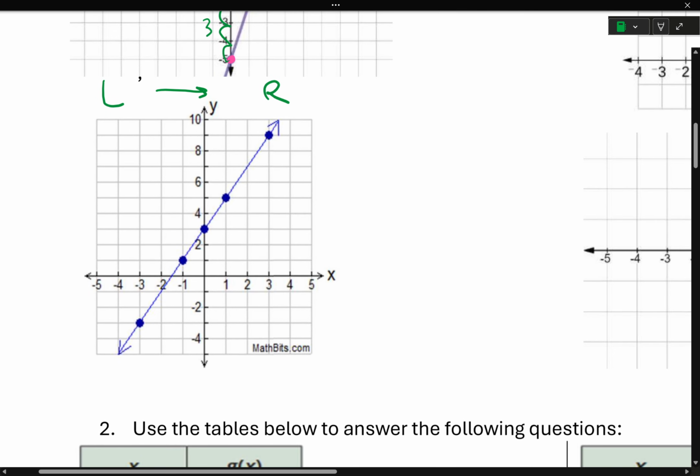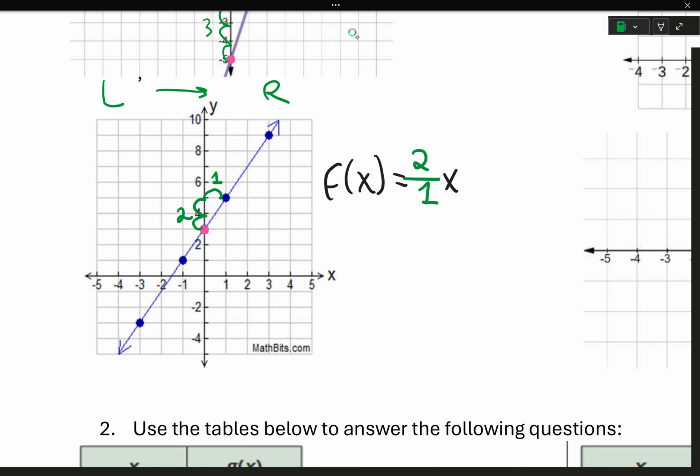All right, this one here, oh wow, it has 4 points, but you know what? It doesn't matter. All I need is 2. I'm going to use this y-intercept, and then I'm just going to go to the right. Looks like I'm going up 1, 2 spots, and to the right 1 spot. So f of x equals 2 over 1 x. The y-intercept is +3, so +3.